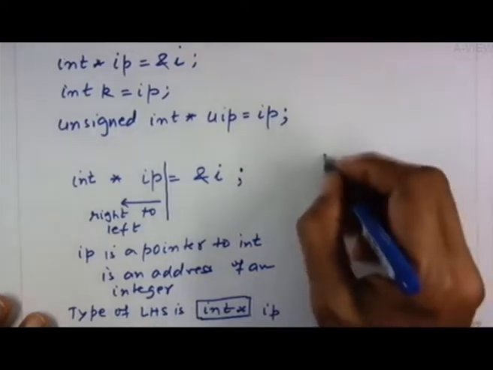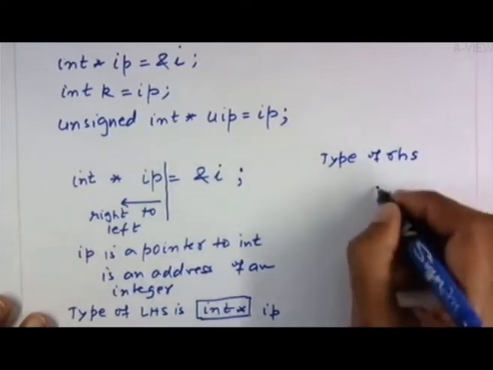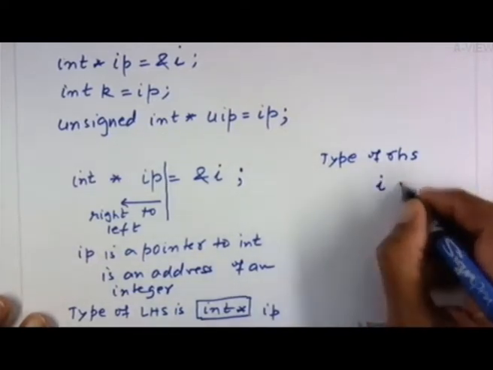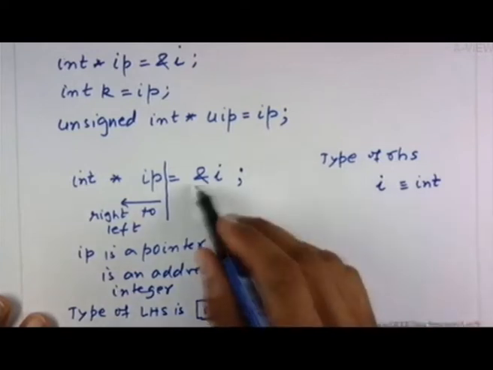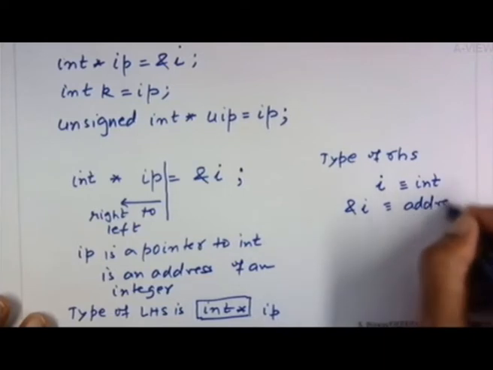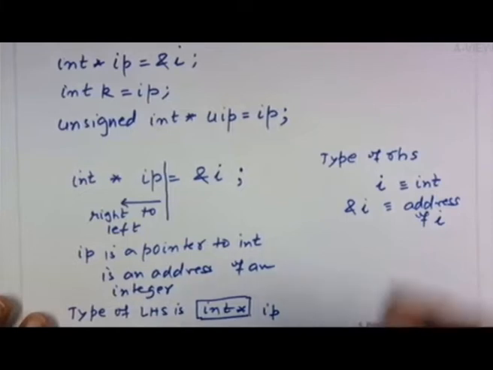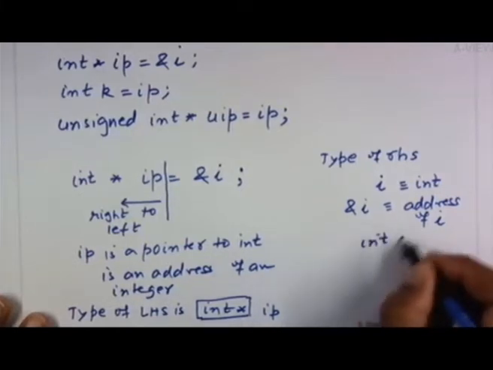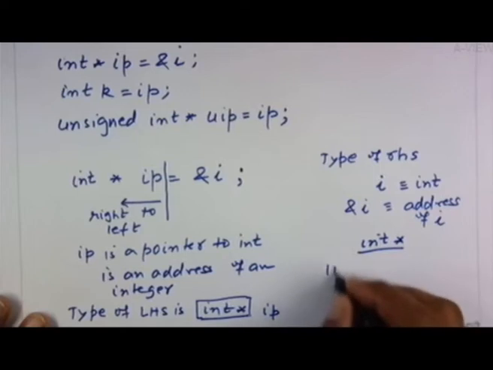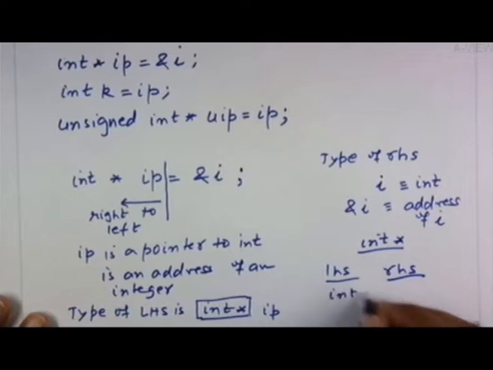Now look at the type of RHS. The RHS has a variable I whose type is int, and when you take ampersand I, you get an address of an integer, address of I. In other words, you can also call it int star because it's an address of integer. So the compiler checks that LHS is int star because IP is int star, RHS ampersand I is int star, and therefore it's a valid assignment.